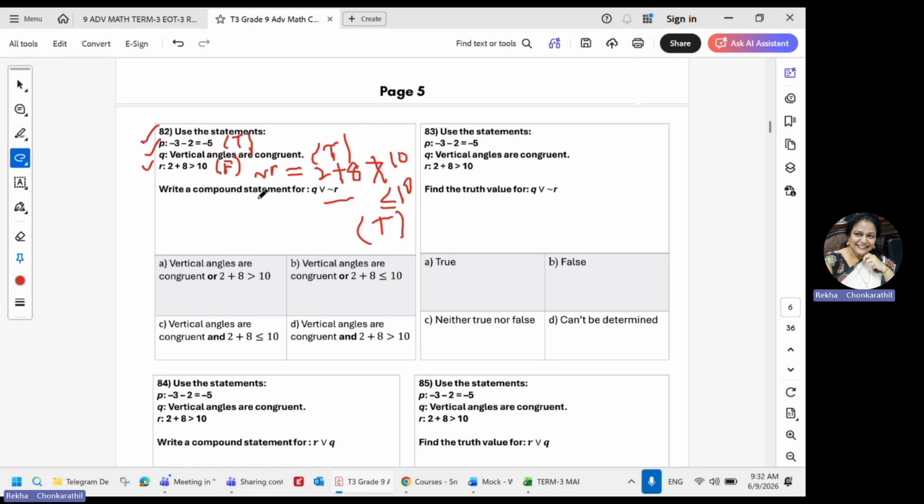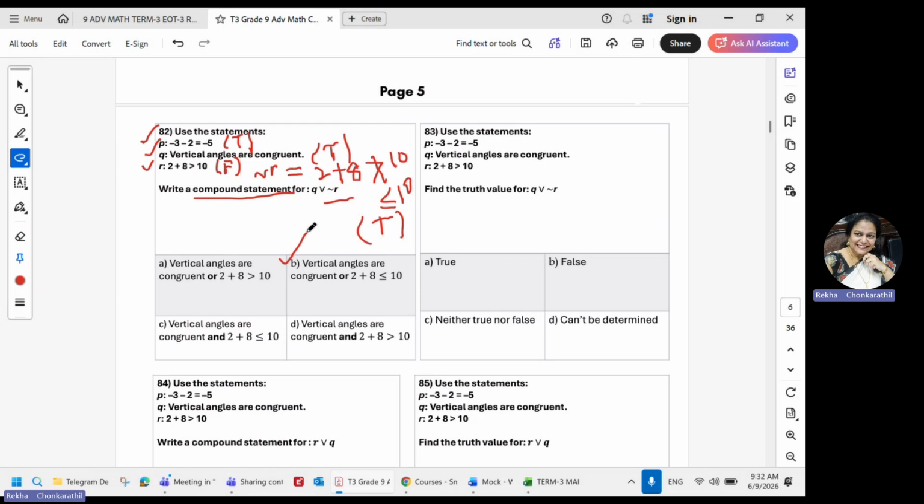Now let's see what is asked. It's asked for writing the compound statement for, how do you read this? Q or negation R. Remember the V symbol stands for or. What is Q? Vertical angles are congruent, or negation R is what? 2 plus 8 is less than or equal to 10. So which option is that? Here, vertical angles are congruent, or 2 plus 8 is less than or equal to 10. So isn't B the correct option?